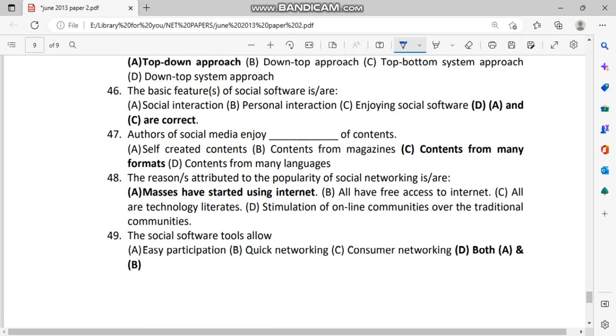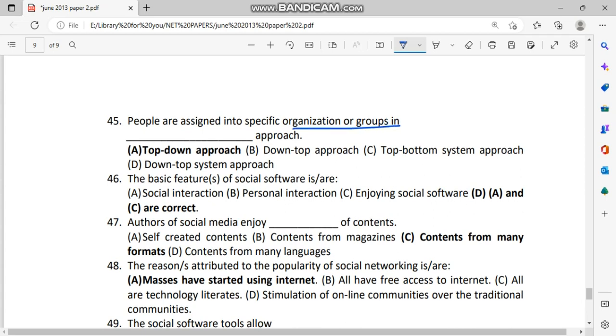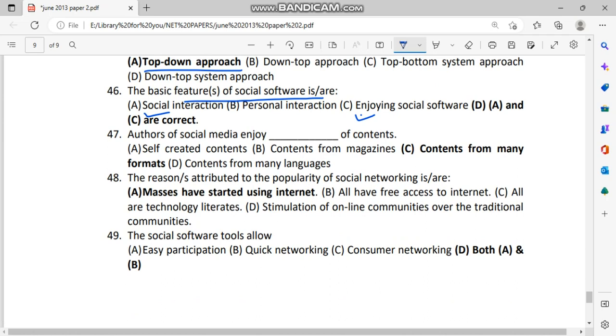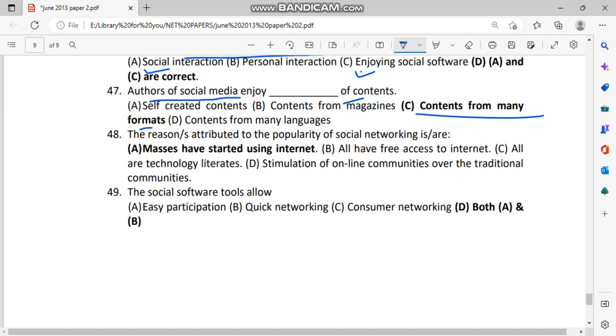Assertion: People are assigned into specific organizations or groups in top to down approach. Reason: The basic features of social software is social interaction and enjoying social software. Authors of social media enjoy contents from many formats of the content. The reason attributed to the popularity of social networking is massive people have started using internet. The social software tools allow easy participation and quick networking.